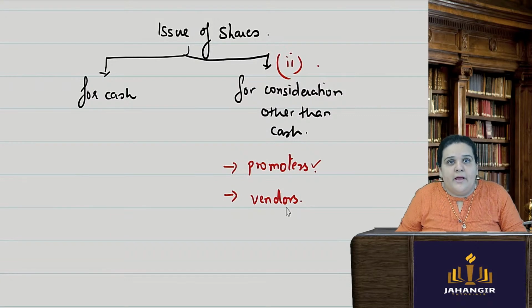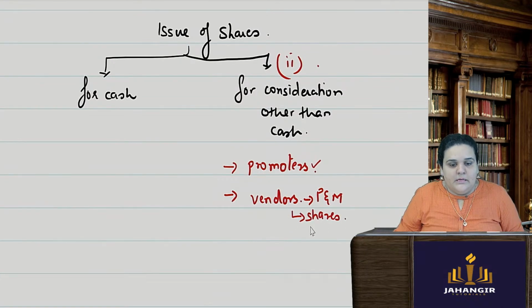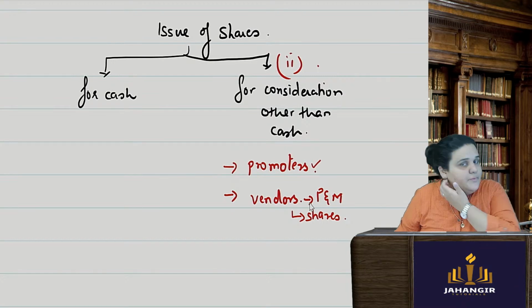Now, if I want to buy a plant and machinery and I'm a new company, I may not have that much cash as of now in order to buy that plant and machinery. So I can tell my vendor that you provide me with plant and machinery, and instead of me paying you cash, I will give you some shares of my company. Okay, so that also can be a possibility, consideration for other than cash.